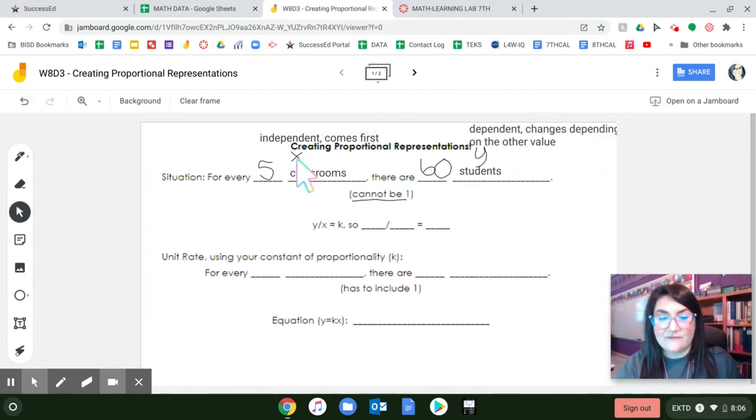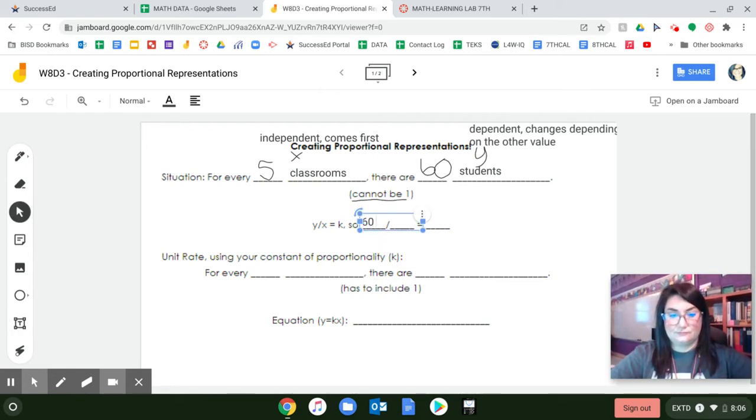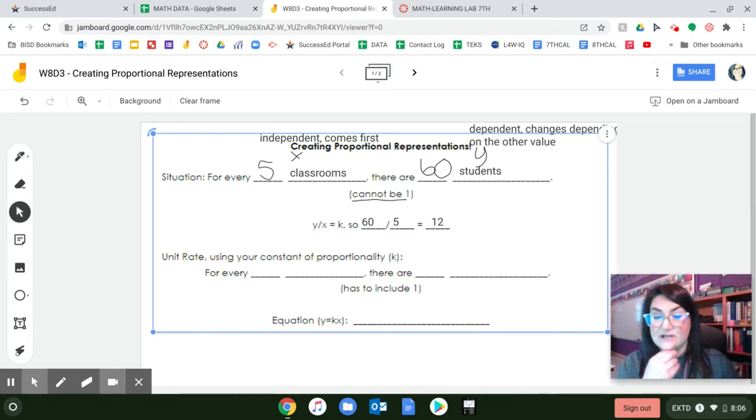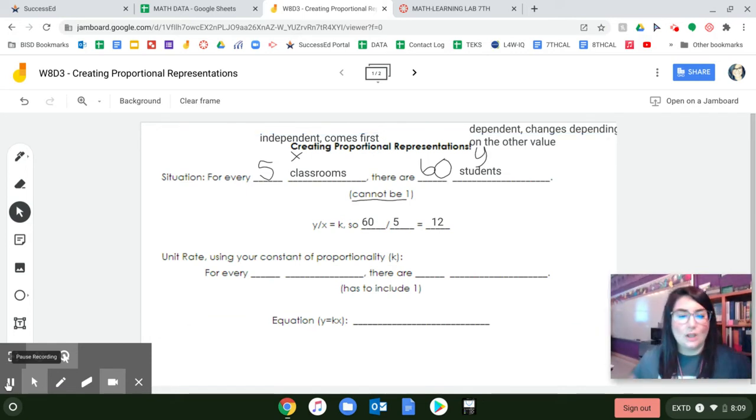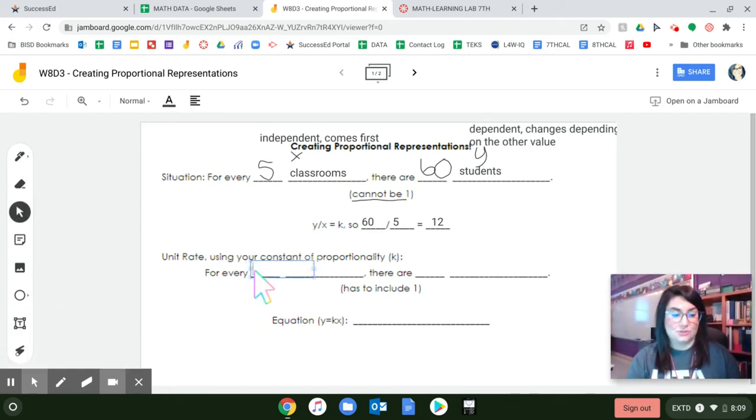So for me, my y divided by x would be 60 divided by 5. And what it's going to equal is 12. So 12 is my k, or my constant of proportionality. And so what that does, so my unit rate is that for every 1 classroom, there are 12 students.